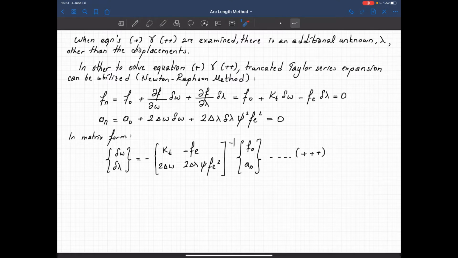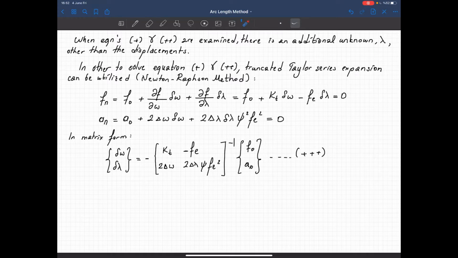Now, in the classical solution, we were only dealing with this KT and the F0, okay? So in the classical Newton-Raphson equation, we were solving this equation. Now in the arc length method, we have these additional terms, and combining these two solutions, we get the increment in the displacement and the increment in the scale factors.